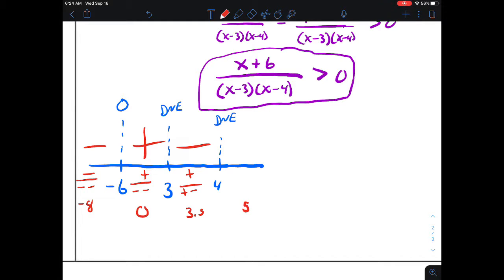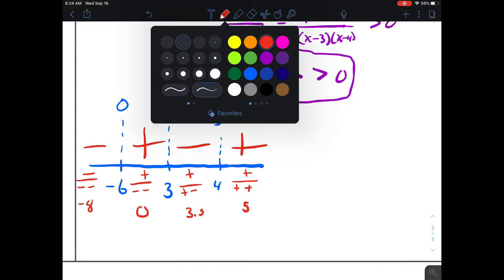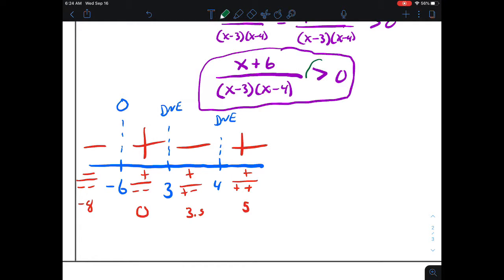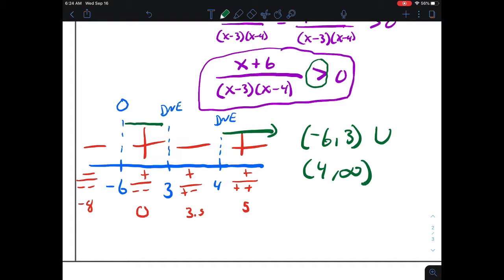Pick a number out bigger than 4. We can go with 5. 5 plus 6 is positive. 5 minus 3 is positive. 5 minus 4 is positive. Everything's positive here. So now we do what our inequality says. Pick the intervals where you're greater than 0, so we're positive. So it's going to be greater than 4, between negative 6 and 3. We don't want to equal 0, so we exclude that negative 6. So we go negative 6 to 3, union, 4 to infinity.